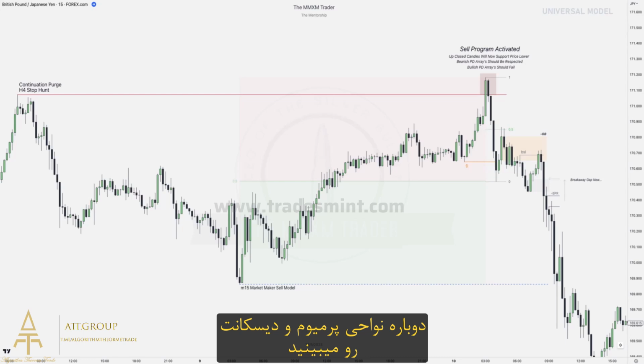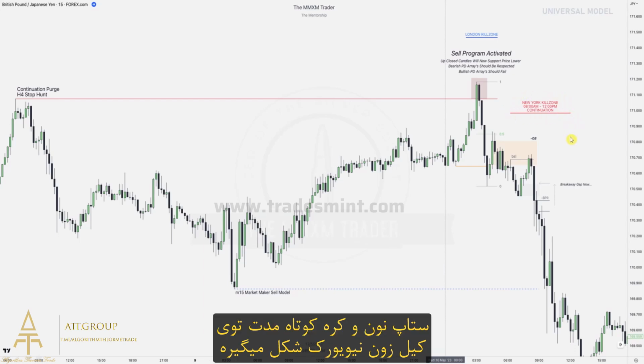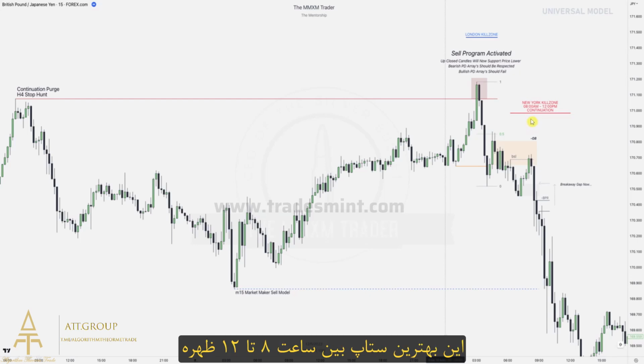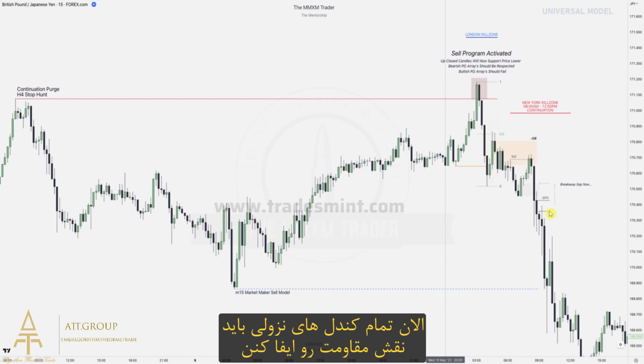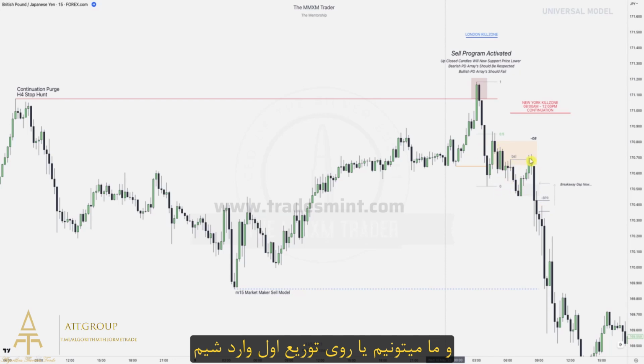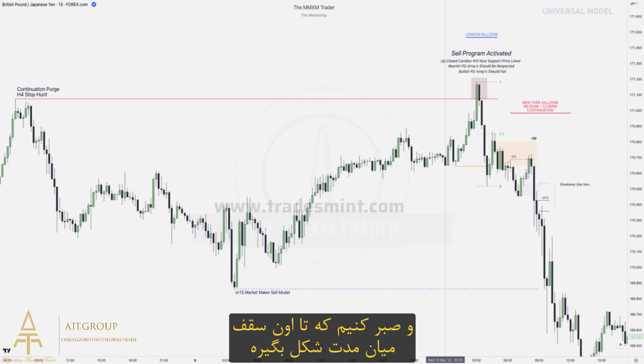Premium and discount again, and then in the right time frame, right? We're gonna talk about this a little bit, right? Short-term perspective, bread and butter setup happens in New York kill zone, right? The highest probability setup between 8 a.m. and 12 p.m. and we have a continuation profile, right? Because we already took out buy stops, right? This is important. And now up close candles support price for going lower, and we can get in either on distribution phase number 1, or we can get in on that silver bullet, right? That distribution phase number 2, and wait for that intermediate term high to be formed.